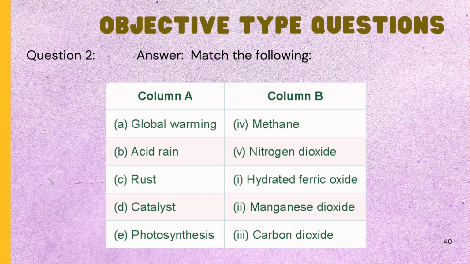Here are the correct answers for the match the following. Global warming matches with methane, acid rain matches with nitrogen dioxide, rust matches with hydrated ferric oxide, catalyst matches with manganese dioxide, photosynthesis matches with carbon dioxide. These pairings reflect the relationships between the processes and the substances involved.